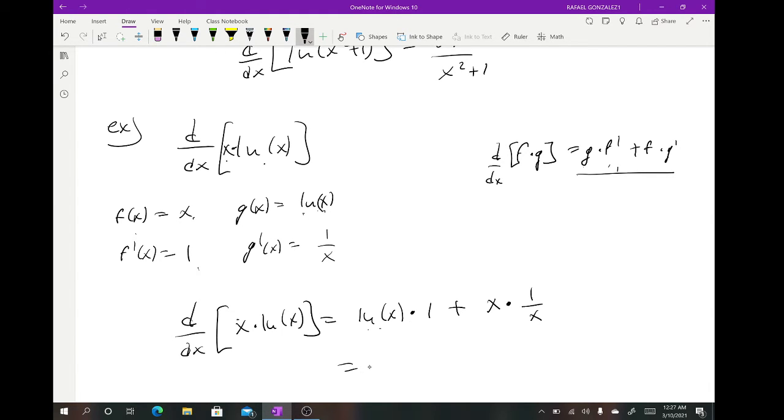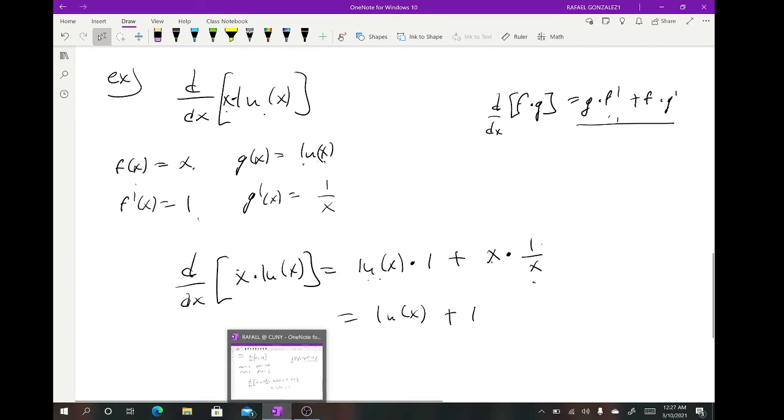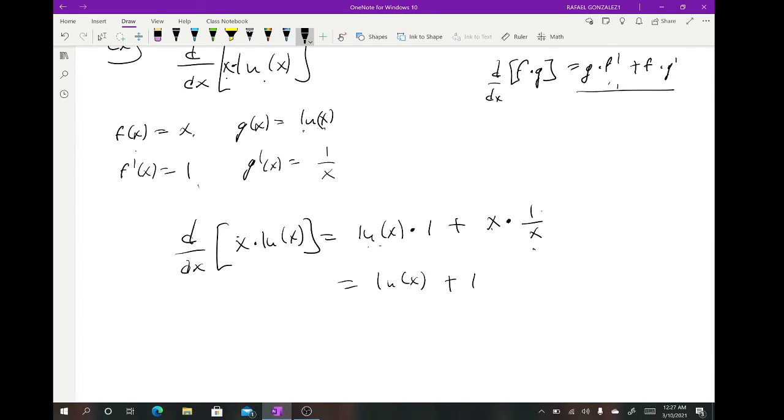Well, ln of x times 1 is simply ln of x. And x times 1 over x is the same thing as x divided by x, which is just 1. So plus 1. So we have that the derivative of x times ln of x is simply ln of x plus 1. Okay? So that's the solution to this problem.